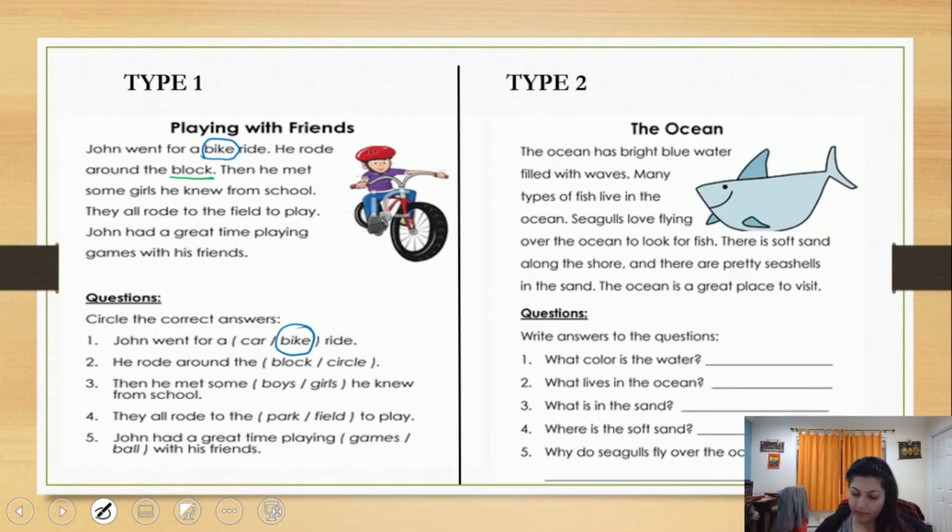He rode around the block or the circle. So you see why the meaning of the block was important and the context was important. This is what I was talking about. Then he met some boys or girls he knew from school. He met some girls, so girls will be our answer. They all rode to the park or field to play. They all rode to the field. John had a great time playing games or balls with his friends.